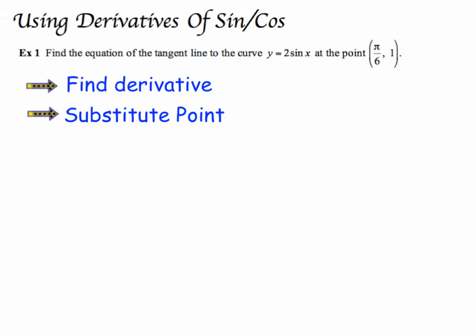Using the derivatives of sine and cosine. In this lesson, you're going to learn about finding the equation of the tangent line to the curve of a sine and cosine equation. Now remember, when you're finding the first derivative and plug in the x value from my point, you're finding the slope.